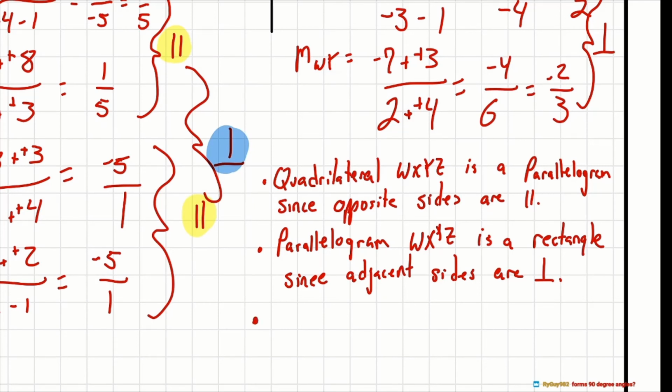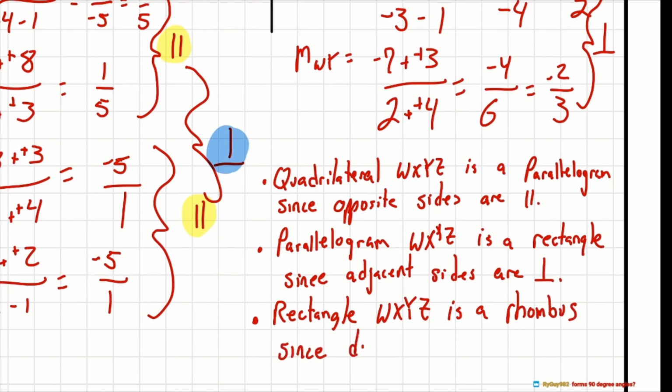Which conversely is also going to be true with the rhombus. Remember, in a rhombus, all sides are congruent. We didn't show that, though. We showed the other property of the rhombus. Diagonals are perpendicular. So now I can say that rectangle WXYZ is a rhombus, since diagonals are perpendicular.